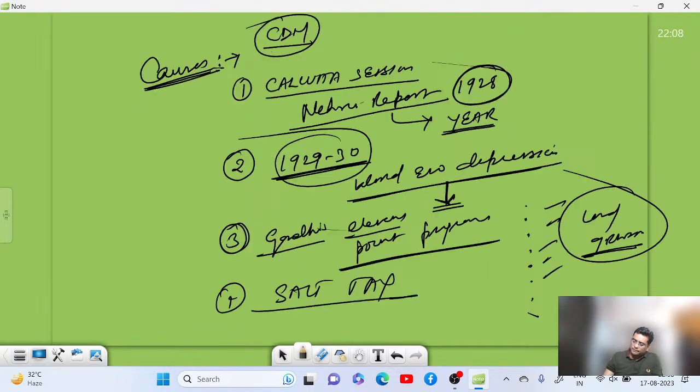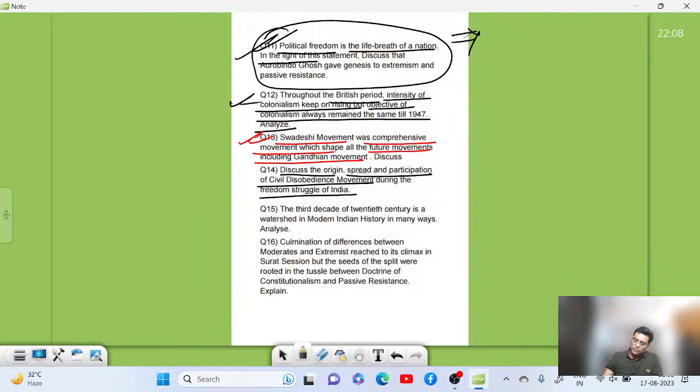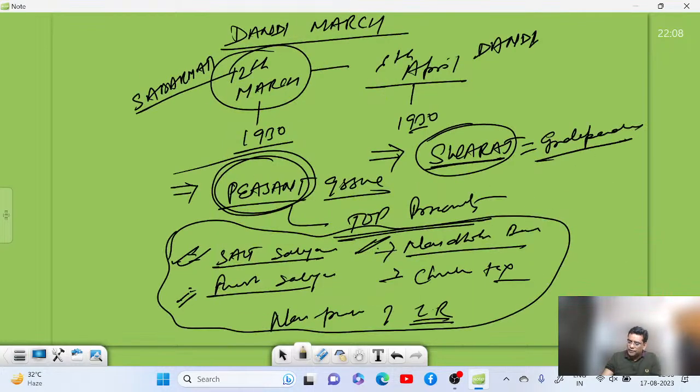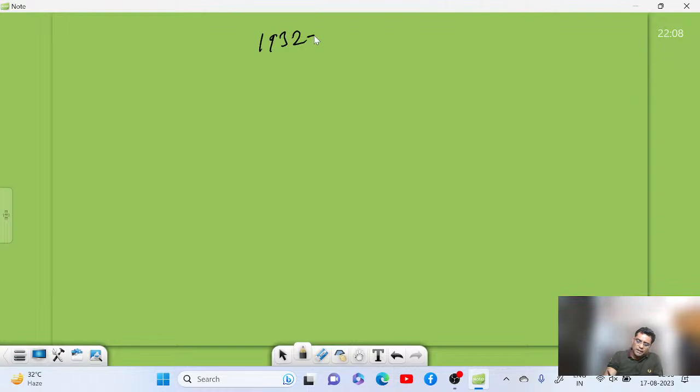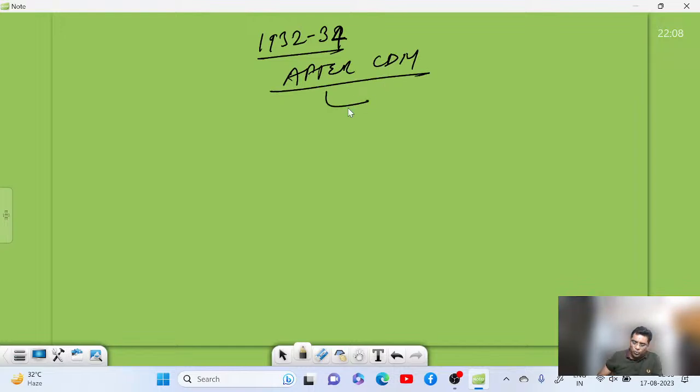Let's look at the question again. The question was: discuss the origin, spirit, and participation in the civil disobedience movement during the freedom struggle of India. But in the second phase of the civil disobedience movement, that is after the Poona Pact and the second roundtable conference, the intensity had already become very low, because a mass movement should necessarily be short-lived. Otherwise, its intensity would become very high.